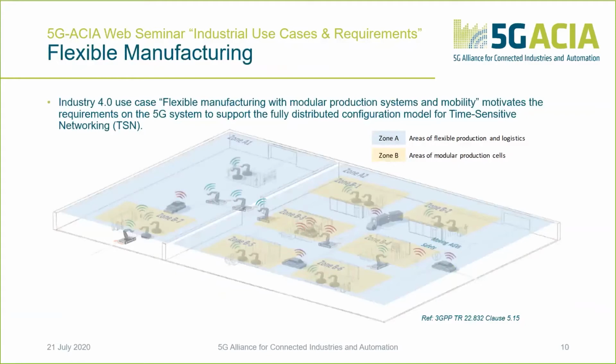The Industry 4.0 use case, flexible manufacturing with modular production systems and mobility, is actually a rather general use case. So static sequential production systems where everything is pre-planned will increasingly be replaced by novel modular production systems offering high production flexibility and versatility. This is one of the key characteristics in smart manufacturing or Industry 4.0 in the factories of the future.